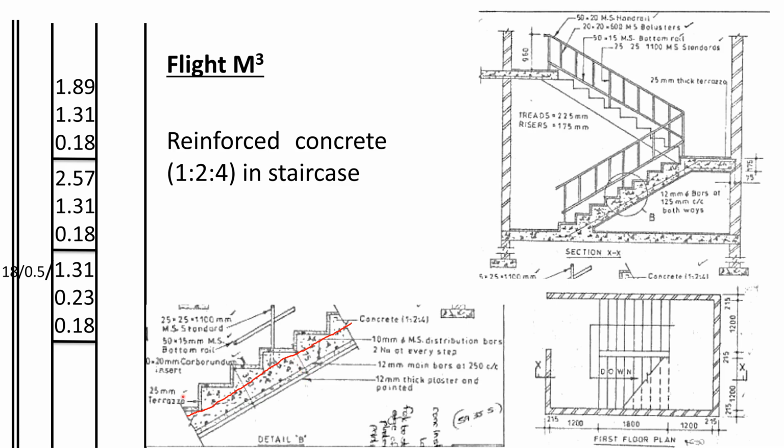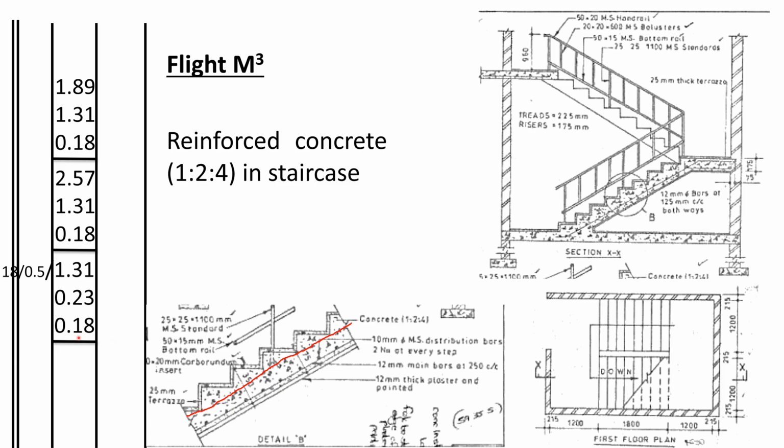Now we are remaining with the volume of concrete in the triangles. Remember, to find the area of a triangle, we take a half, which is 0.5, times the base of that triangle, the base being the tread. The tread is 0.225, so to 2 decimal places, 0.23. Then we take the height of the triangle, which is the height of the riser, 0.175, so it shall be 0.18.